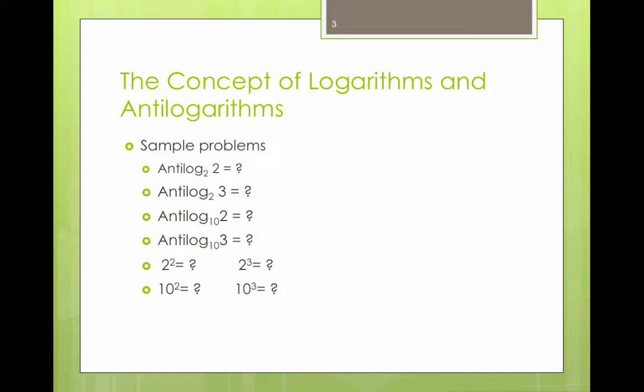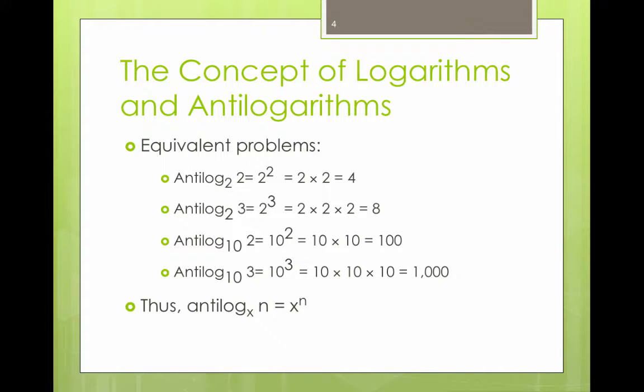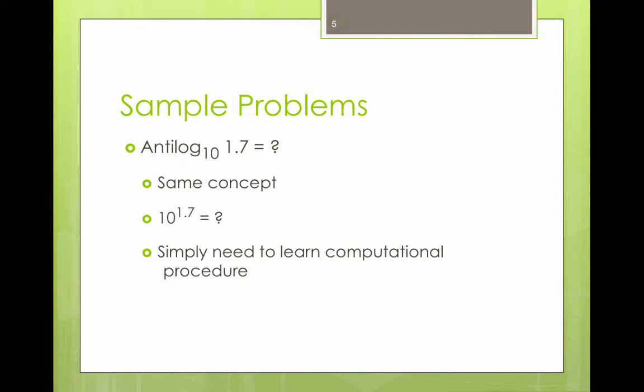When you see something that says antilog 2, 2, basically all you have to do is solve the problem. So 2 squared, or 2 to the third, or 10 to the second, or 10 to the third. In this example, 2 is the base, 2 and 3 are the exponent, 10 is the base, 2 and 3 are the exponent. And then you just solve the problem. So 2 squared is 4, 2 to the third is 8, and so on. Thus, antilog x n equals the base to whatever value is in the exponent. In this example, it would be 10 to the 1.7. You could use a scientific calculator to solve these problems.